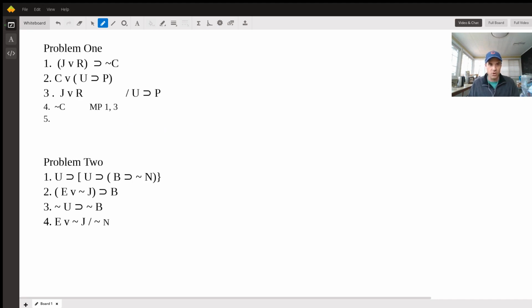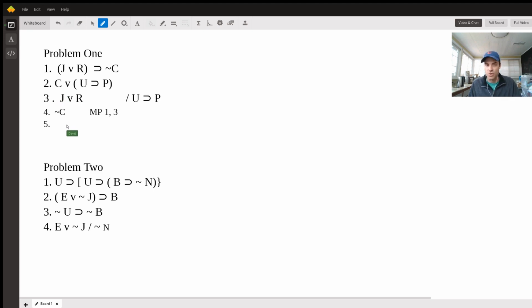Now what's our next step? Well, for step 5, let's look. Now that we have not C, we can look back at number 2. And remember the thing about the 2 hands that I said, right? This is called disjunctive syllogism. By the rule of disjunctive syllogism, because we know that C is not the case, we are able to say that if U, then P, the other alternative in our disjunction, in our or statement, must be the case.